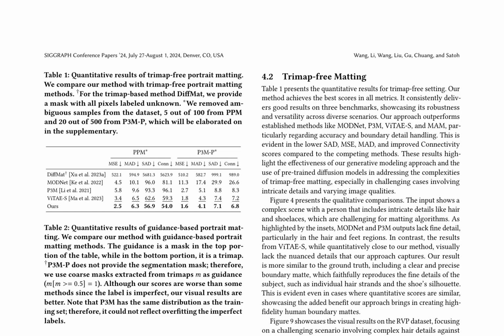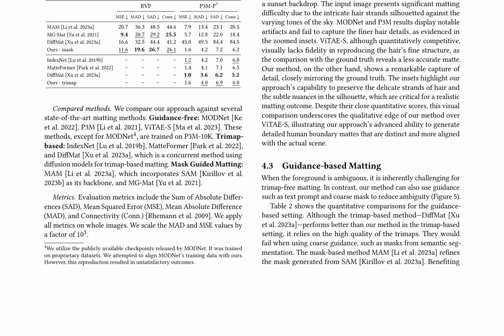Experiments are conducted on real-world datasets, including P3M10K, PPM100, and RWP. The results demonstrate the effectiveness of the proposed method in trimap-free matting, achieving the best scores in all metrics. The approach outperforms established methods, particularly in handling intricate details and varying image qualities. Qualitative comparisons showcase the method's ability to capture fine details, such as hair and shoelaces, and produce high-fidelity human boundary mattes. The results are more similar to the ground truth, even in cases where quantitative scores are similar.